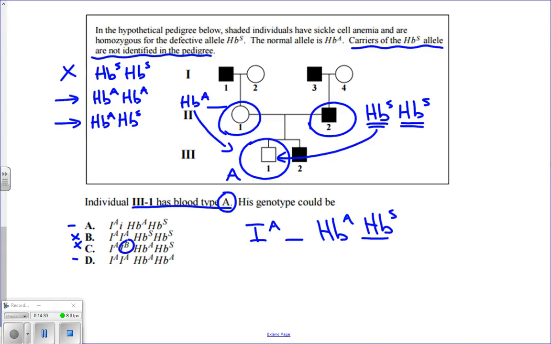But now we can at least eliminate one of our answers. We can eliminate answer D because D does not have an HBS. So that leaves us with answer A. That's the only one that will fit. So this is a good example of integrating a pedigree chart with blood types and with another disorder that you may not have heard of before, but they've given us enough information to answer this.